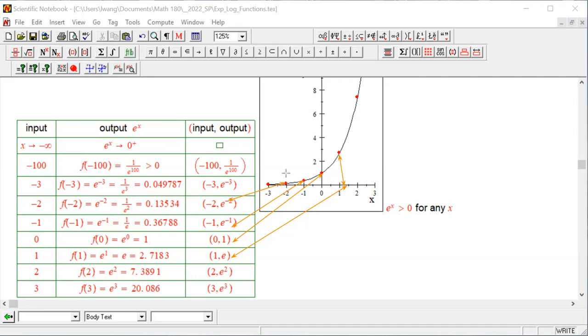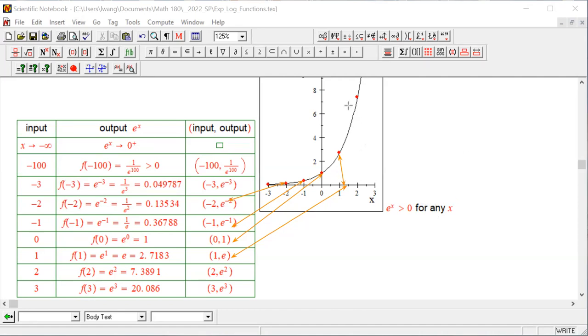This function is going to be used so much throughout your calculus courses, and going on to differential equations and linear algebra. So this is a very, very important function. You must know how to graph it. That's the basic you must know.